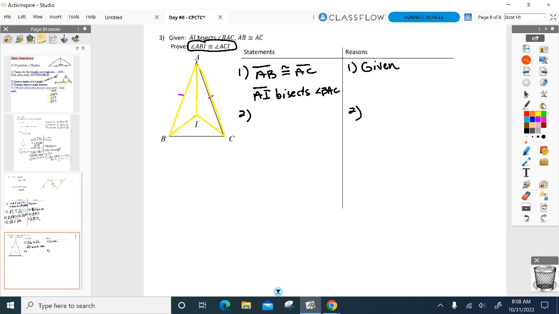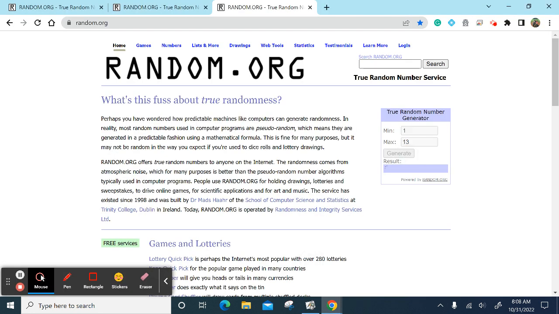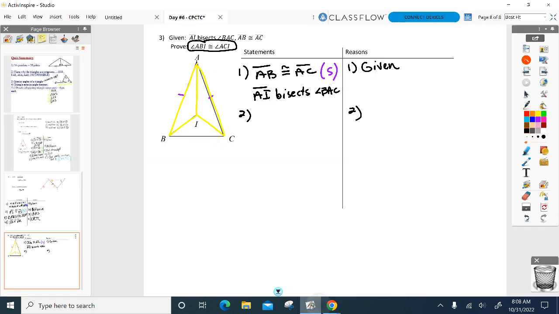So use your proof statement if there's multiple triangles in your diagram. And right now, we have a pair of sides. Use your givens and anything else you know to give me another pair that's congruent, either using the givens or something else you can see. Here we go. AI is congruent to AI. There you go. Everyone loves a little reflexive. And that provides us with a second side.